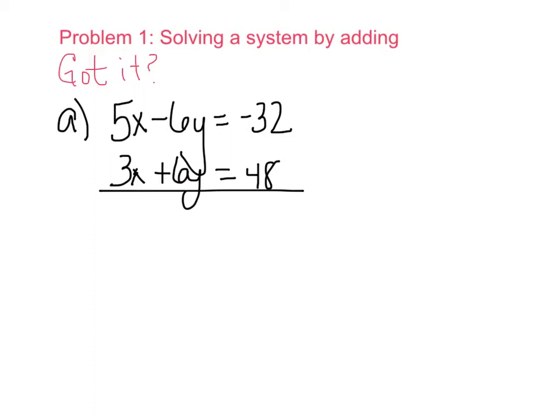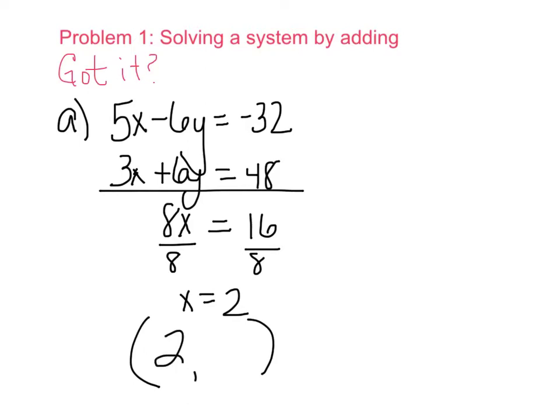5x plus 3x is 8x. Negative 6y plus 6y is just 0y. And 48 minus 32 gives you 16. Now you just solve the equation. You're going to get the value of x is equal to 2.